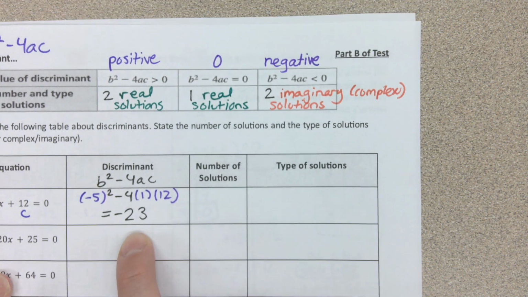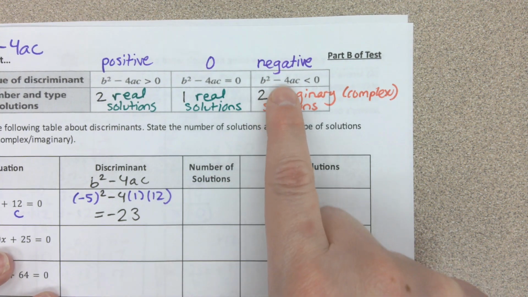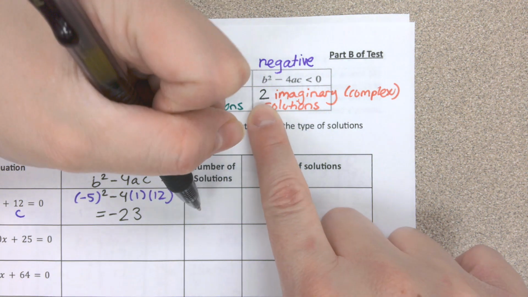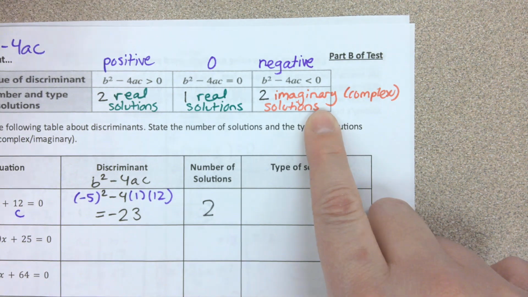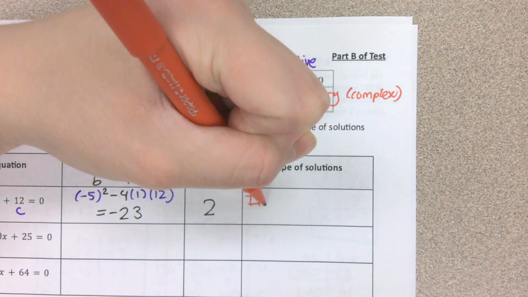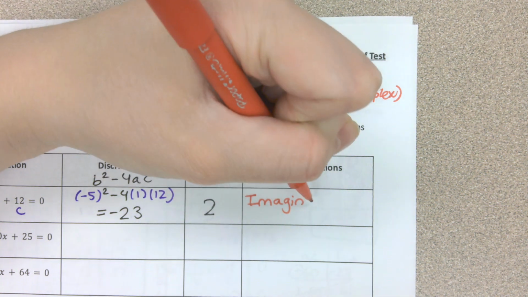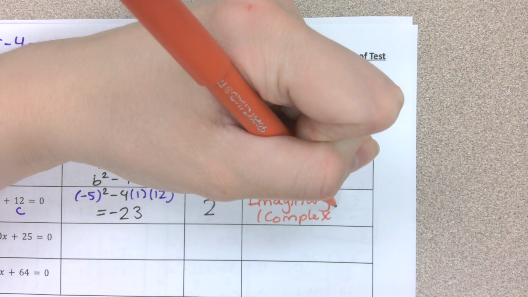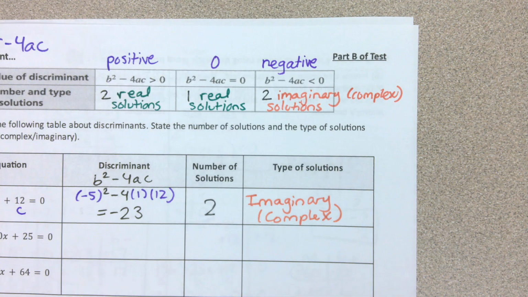So we got a negative number. So we're in this part of the table. Negative number of solutions. You still get 2 solutions, but that's when you have the imaginary or complex. So you can write either of them. Imaginary, or you can write complex. You can write one or the other or both. It's up to you.